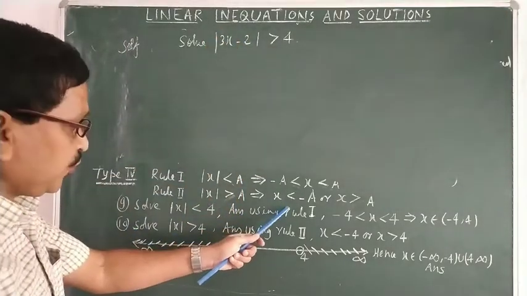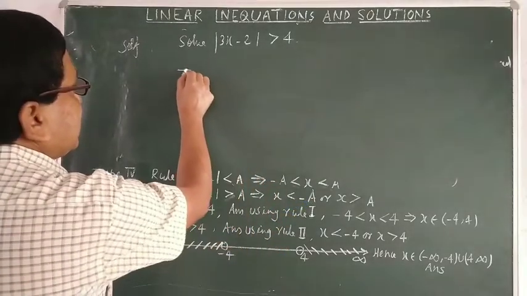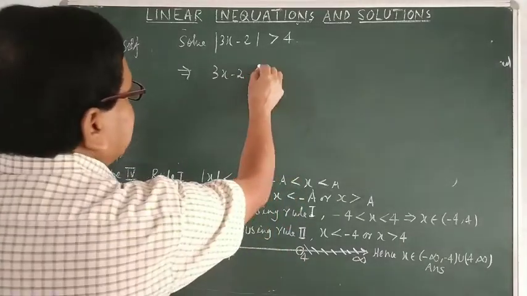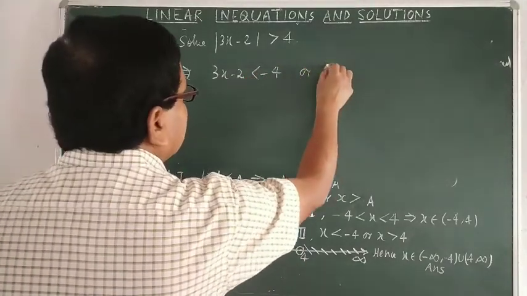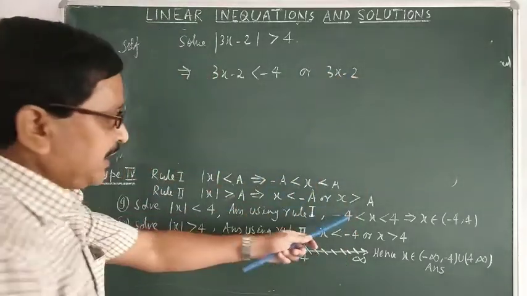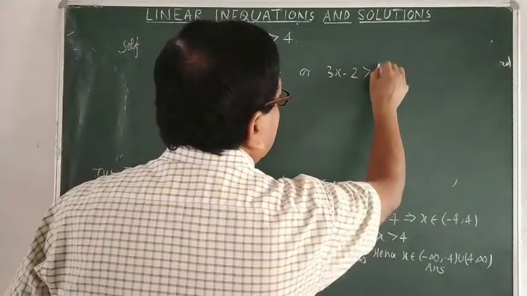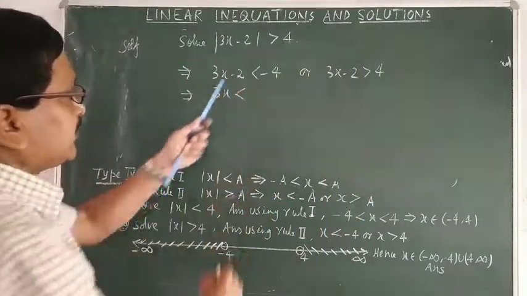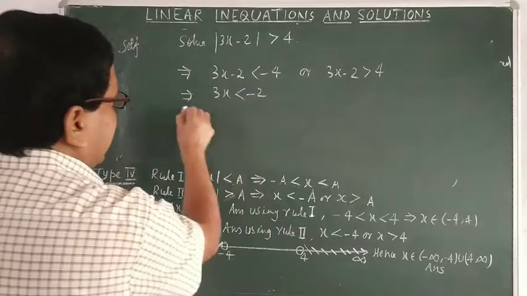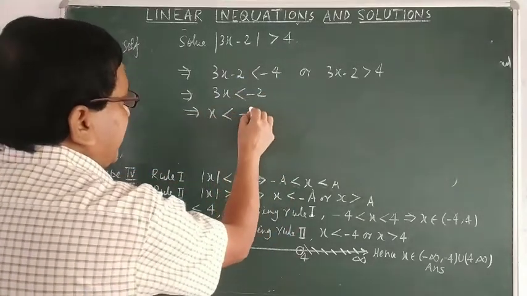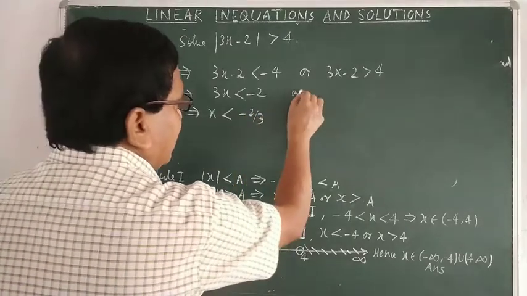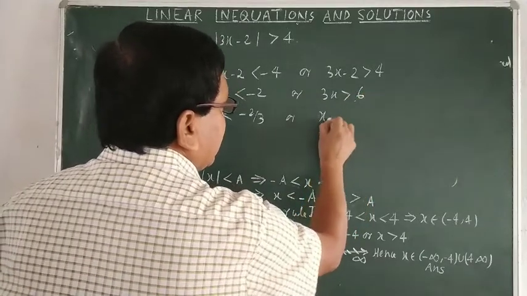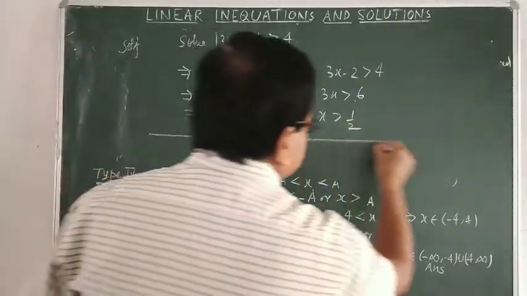Now according to this rule, x is smaller than minus a. So this gives 3x minus 2 is smaller than minus 4, or 3x minus 2 is greater than 4. It is easy to do this. This implies 3x is smaller than minus 2, and hence x is smaller than minus 2 by 3, or 3x is more than 6, so x is more than 1 by 2. So these are the answers.